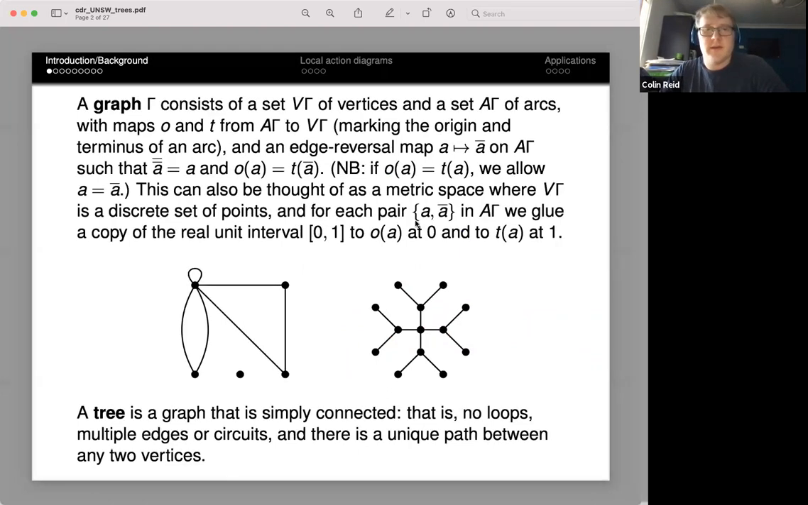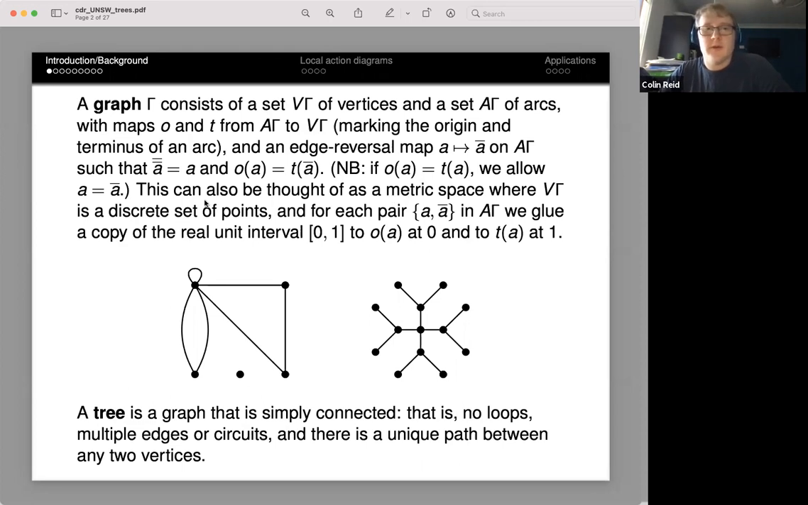So for us, a graph is a set of vertices and a set of arcs. Each arc has an origin and a terminus, which could be the same. So we have maps O and T from the arcs to the vertices, and each arc has a reverse arc. And I'll just note that we differ from Serre in that we allow an arc to be its own reverse. If it's a loop, it could be its own reverse, or it might not be its own reverse. We allow both.